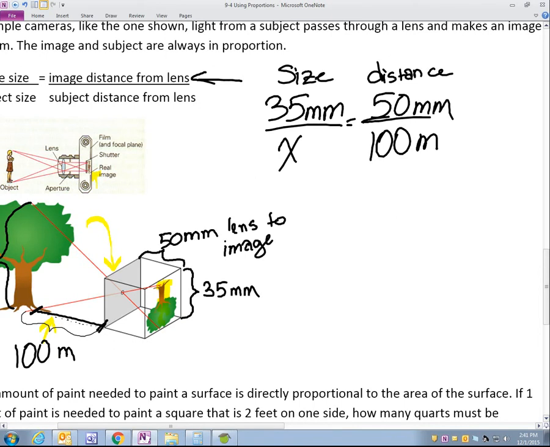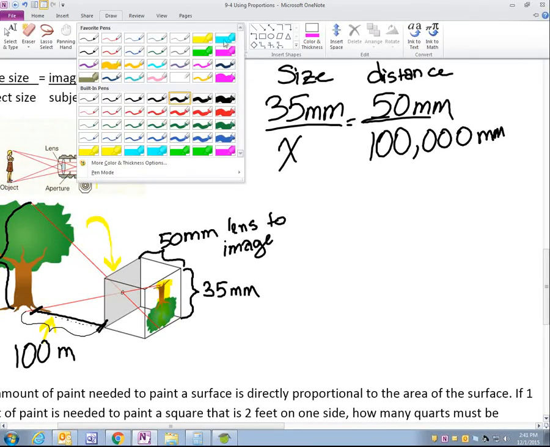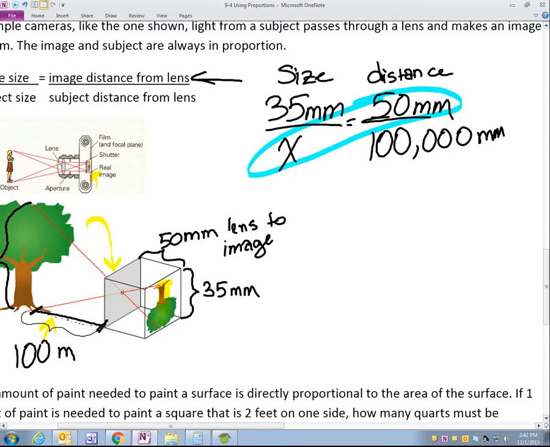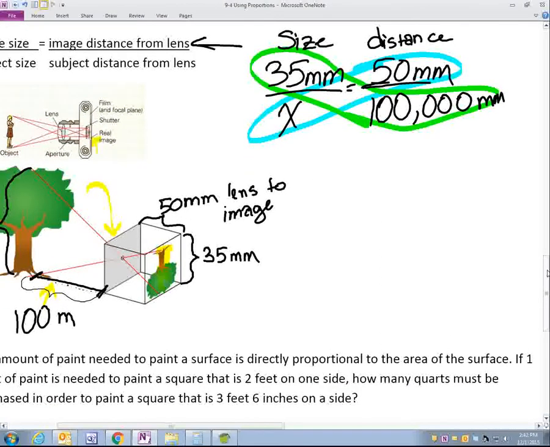I left that as meters because I want you to notice something. Sometimes there are going to be different units of length. For every 1 meter, there are 1,000 millimeters. So that sets that up, and you guys would know how to cross multiply, or create the cross products. I'll go ahead and do it again just so you know what we would do to find X. That's how that would be set up.